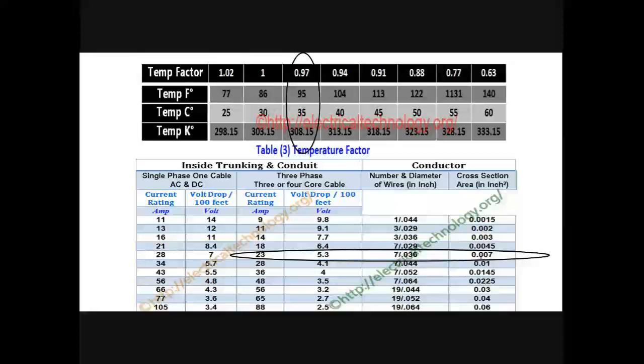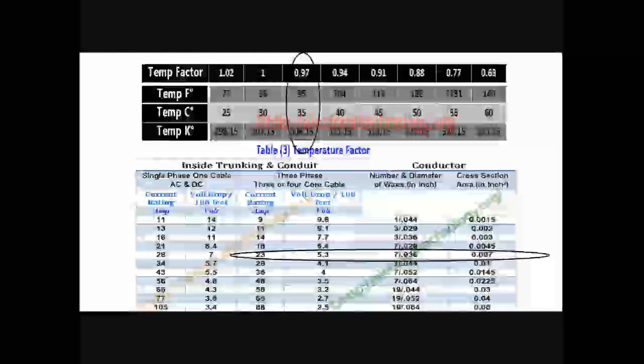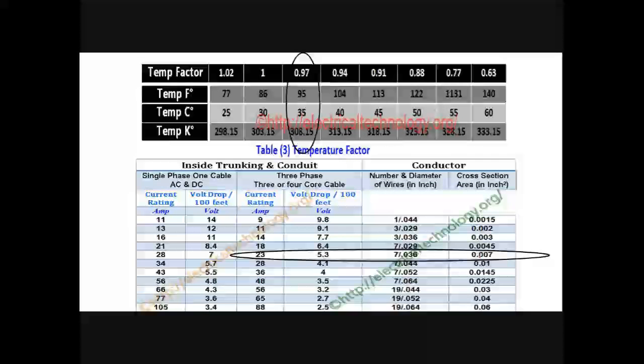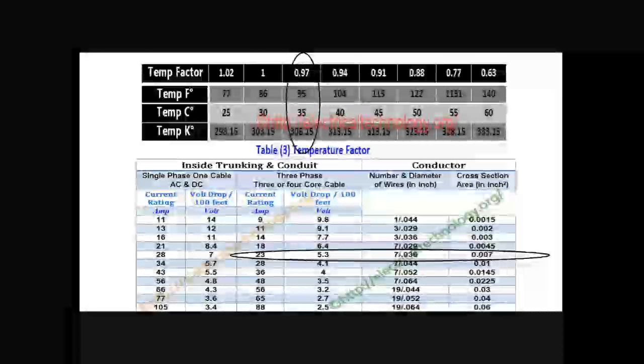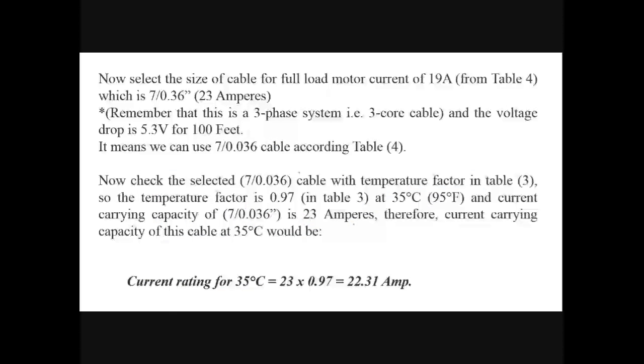0.036. If they are going to ask you the area, then you can write this area in terms of inch square, and that is a value 0.007. But our numerical is not over yet, because we have to consider the voltage drop. So for this we can select the size 7 divided by 0.36 inch for the 23 amperes.